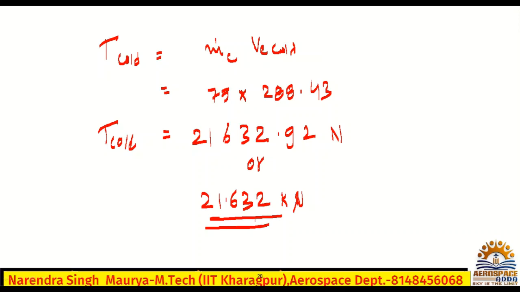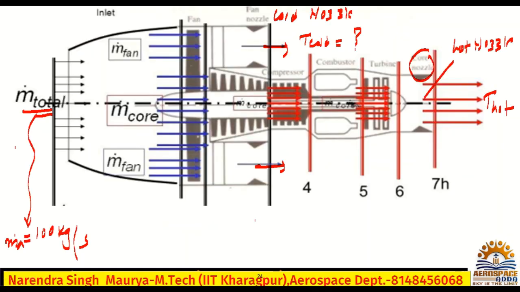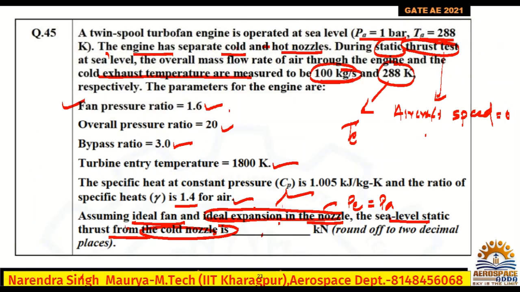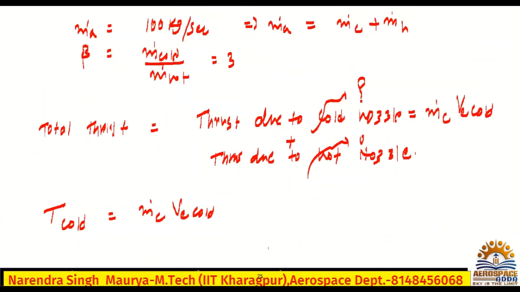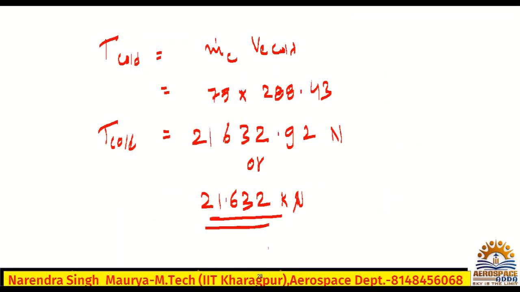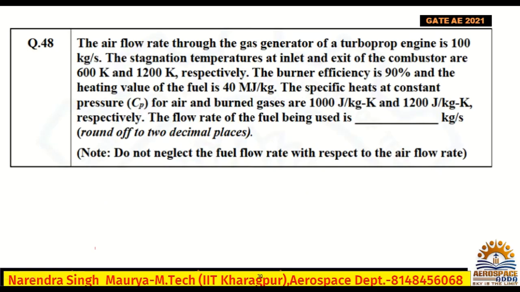Okay, check, this was the fill in the blank. The kilonewton they have mentioned already, so you just write only 21.63. That's all. This is the answer. All right, hope you understood this. Okay, this is the solution for your question. This is the thrust due to cold nozzle only. We are not talking about the hot nozzle thrust.